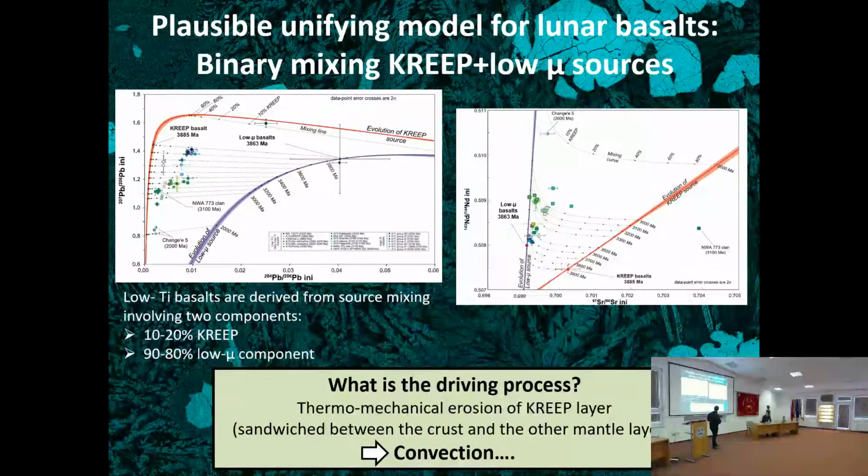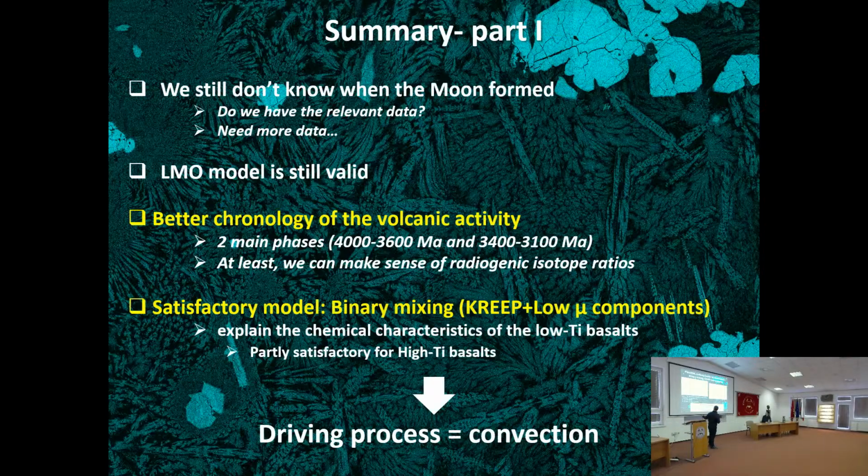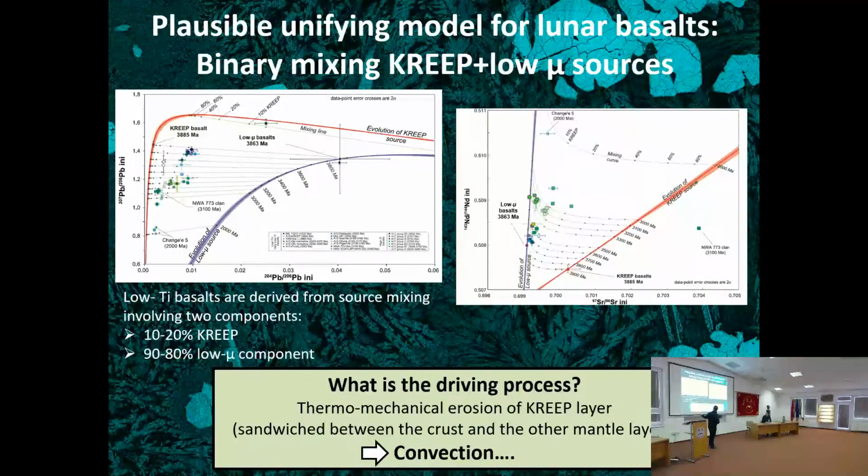So we can explain the low titanium basalt by a mixing between 10 to 20% creep component and 80 to 90% depleted mantle component. What does it mean?